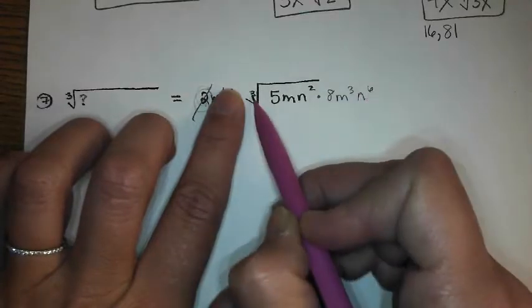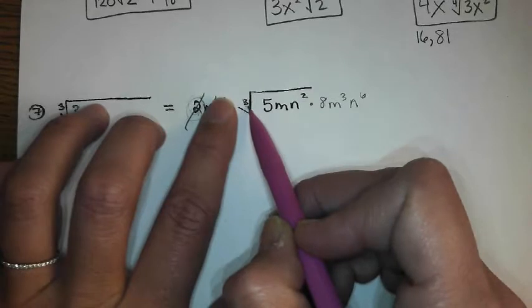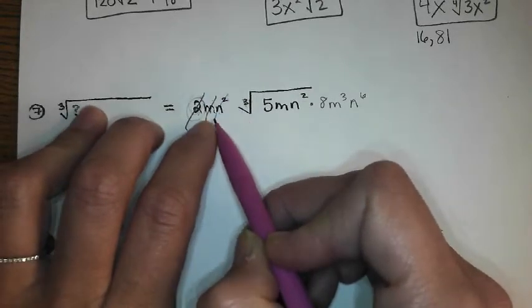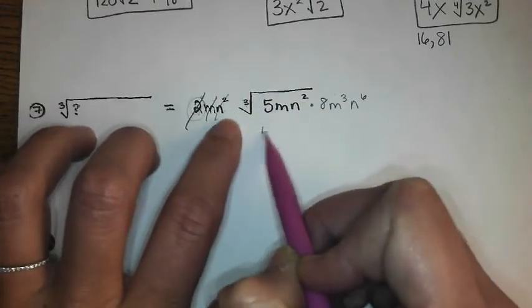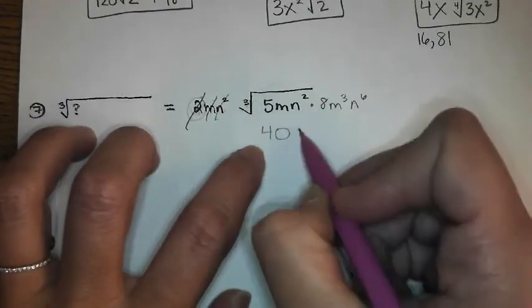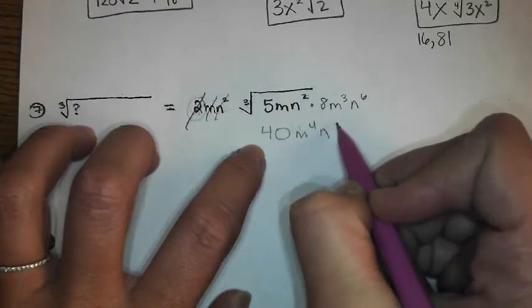6 divides by 3 to give you 2, right? And hence the n squared. So once you put those back under, 5 times 8 is 40. M times m cubed is m to the 4th. And n squared times n to the 6th is n to the 8th.